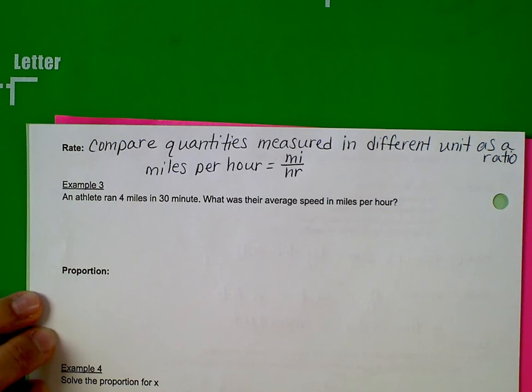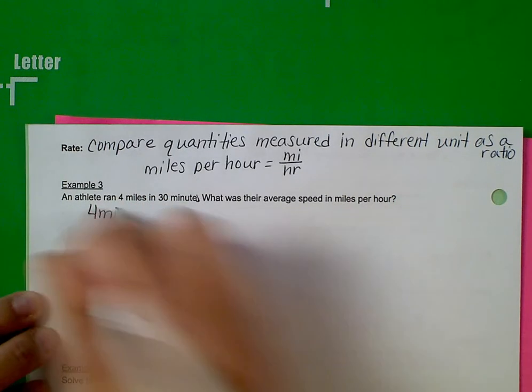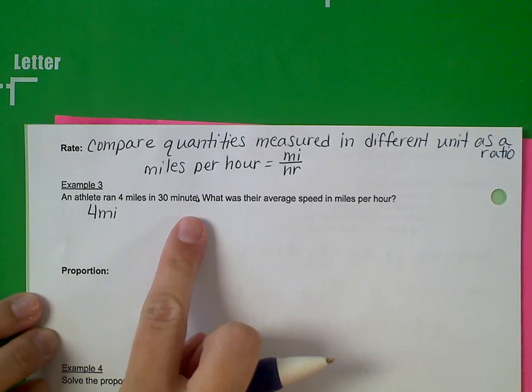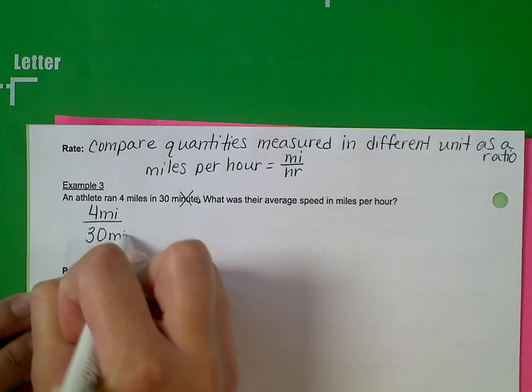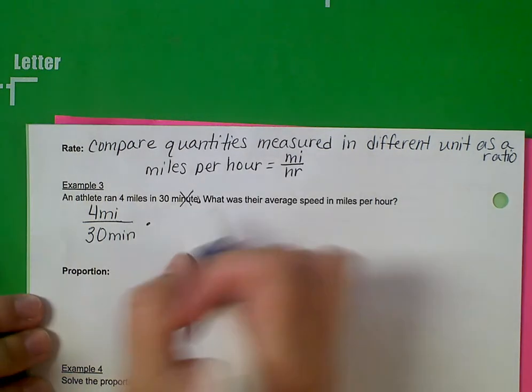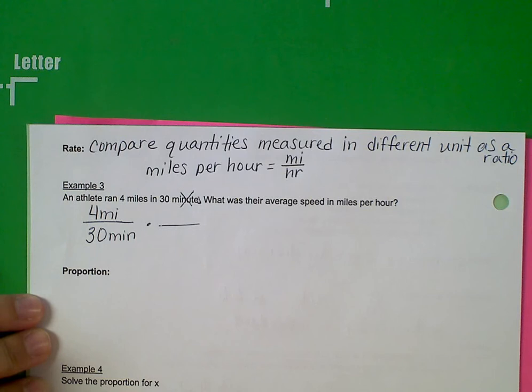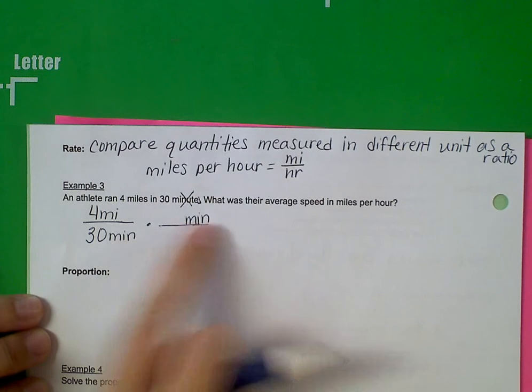So example 3 says that an athlete ran 4 miles in 30 minutes. That should say minutes with an S. What was their average speed in miles per hour? Okay, so I'm going to compare these two different units. I've got 4 miles, but they didn't give me hours, they gave me minutes. I don't want minutes. So 4 miles to 30 minutes. If I want to get rid of minutes, what needs to go on the top? I need minutes on the top. I'm trying to cancel out my minutes, so it needs to be diagonal.